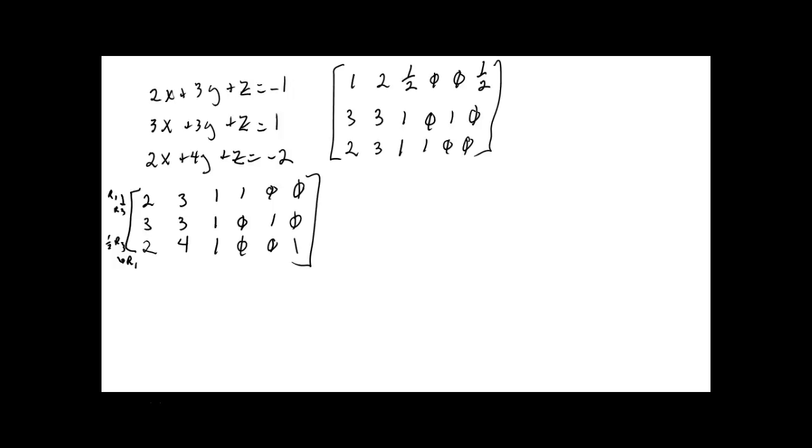Okay. Now, what next? You want zero underneath that leading one? You certainly do. How will we make that happen? Help me, help me. How do we do that? You want that to become a zero. How do we make that happen? Help me, somebody. I'm dying up here.